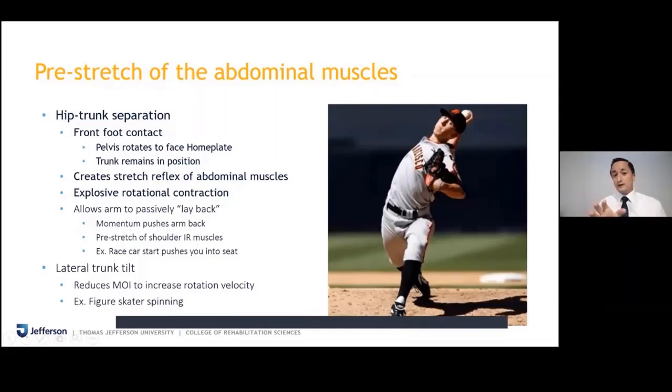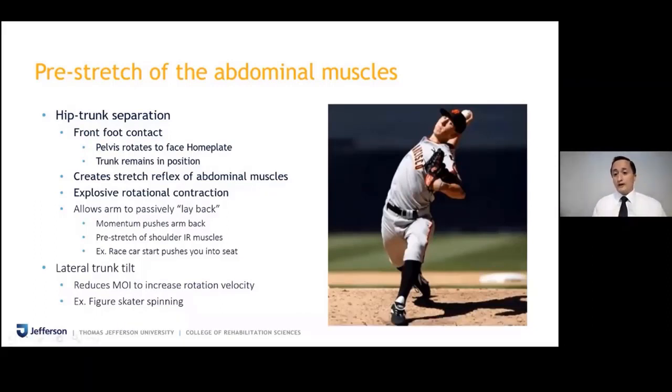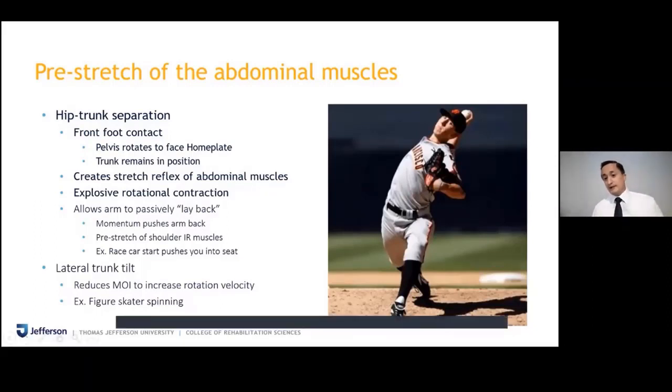And then the other thing that we do here is this lateral trunk tilt. So you can see how much he's tilted to the trunk laterally here. The reason this does is it reduces our moment of inertia. Moment of inertia is essentially the resistance to rotational motion. So how this happens is by tilting, right? We're tightening in where our mass is around the axis of rotation.